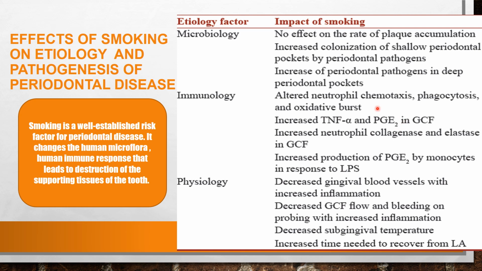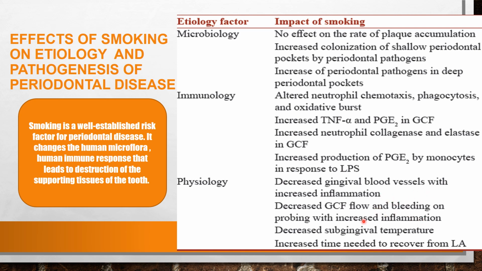The cytokines, mainly the inflammatory mediators, will be increased in GCF, and there will be increased neutrophil collagenase and elastase, the enzymes. The enzymes will be more in smoking patients in GCF, and there is increased production of prostaglandin E2 by monocytes in response to lipopolysaccharides, the virulence factor of bacteria. So there will be a hyperresponsive act of monocytes, which leads to the increased production of inflammatory mediators.